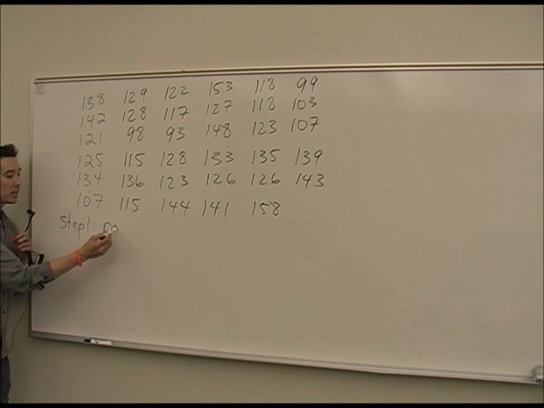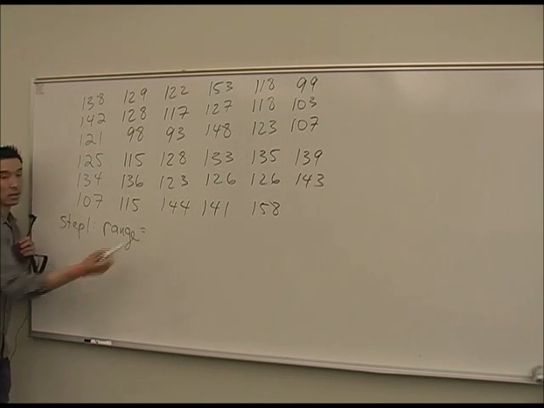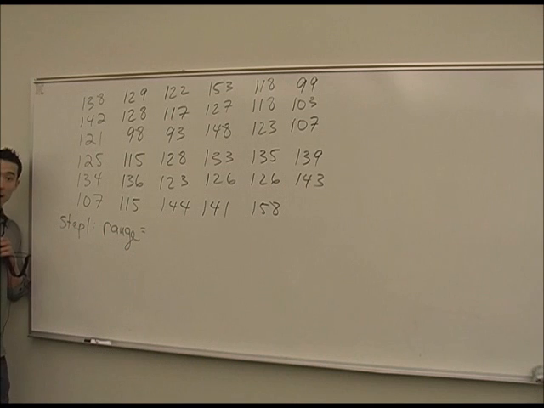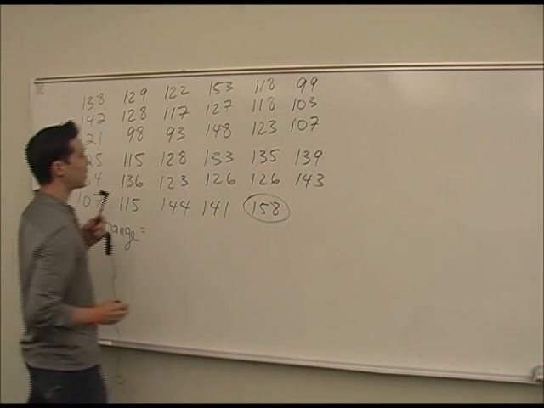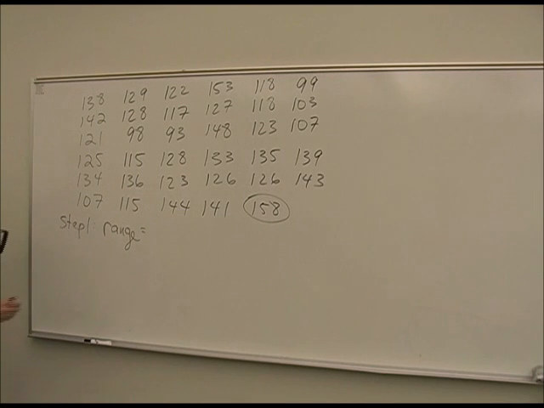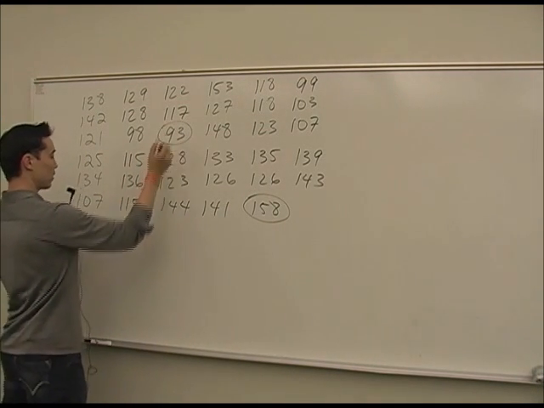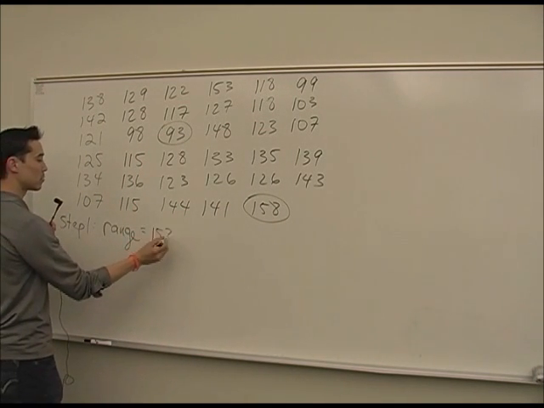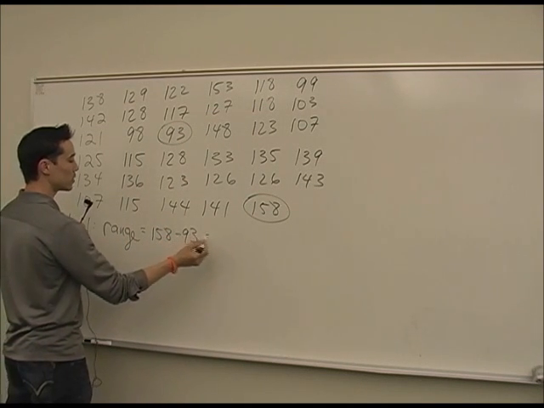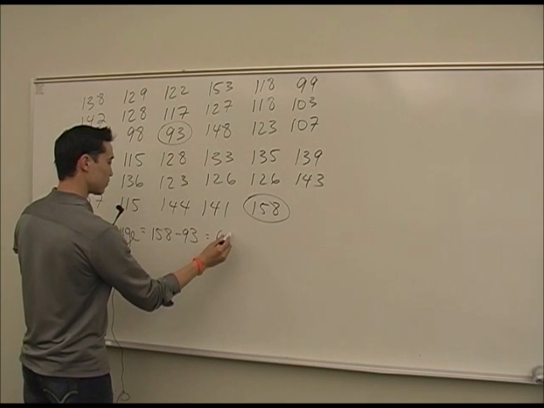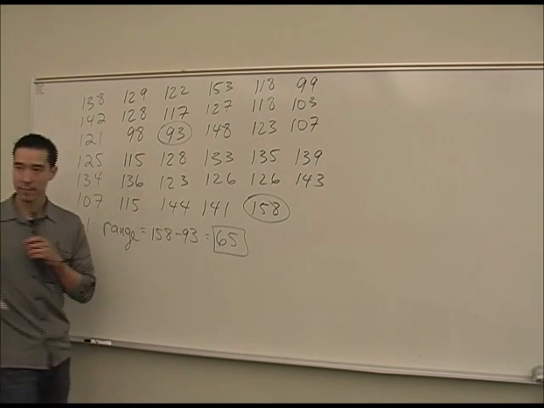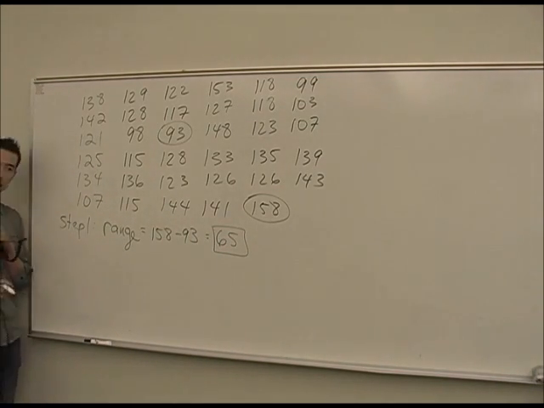Step number 1, I need to know what the range is. So I need to scour through the data, find the highest value and the lowest value, and then subtract them. What's the highest value in these bowling scores? 158, great. And lowest? 93 looks like. So your range is 158 minus 93, which is 65. Everybody agree with that? That's the end of step 1.